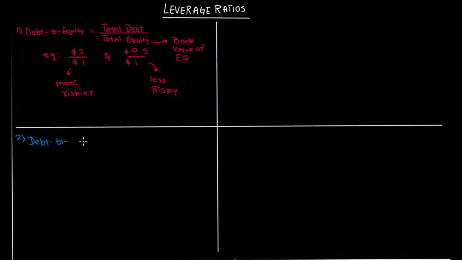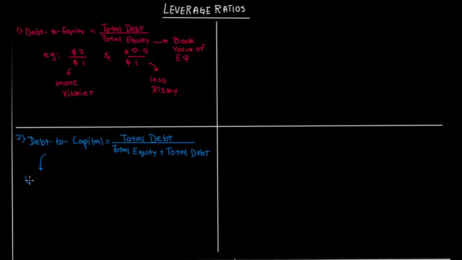Let us go to number 2. We have the debt to capital ratio. So what is the debt to capital ratio? It is total debt divided by the total amount of capital that the firm has, which is a summation of the total book value of equity, that's what you're using here, plus the total debt. Please see that total debt is in the numerator and the denominator.